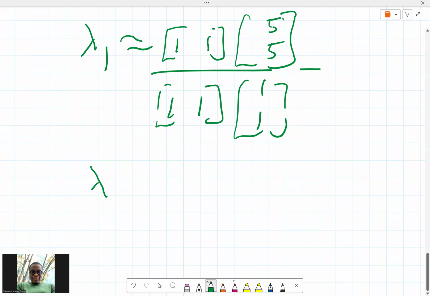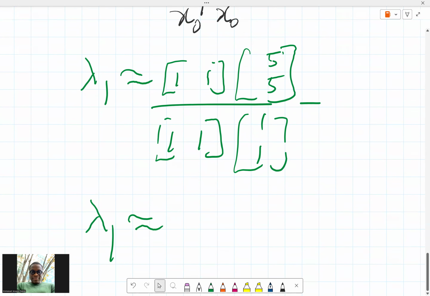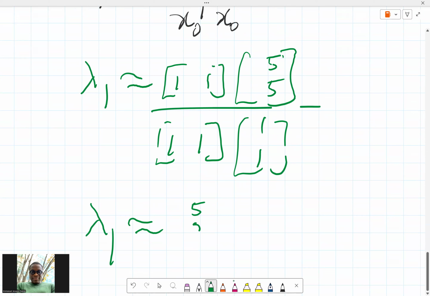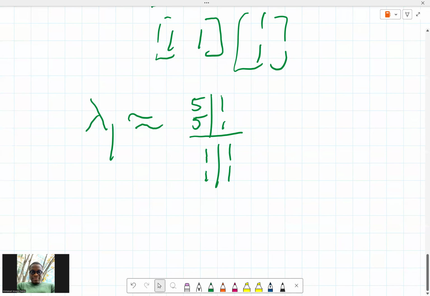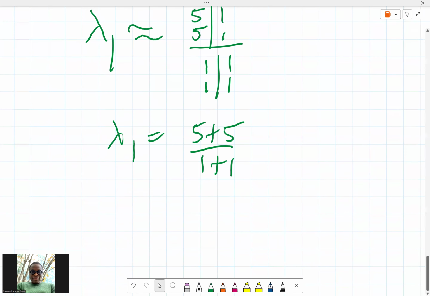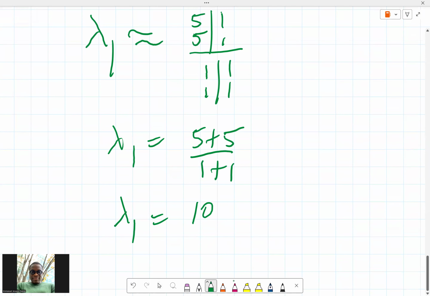Okay, so that means that lambda 1 is approximately, so this is just we write 5 once. Because this is 2 by 1 by 1 by 2 by 2 by 1, it's going to give us about a 1 by 1 matrix. So we have 5, 5, 1, 1 like this, divided by 1, 1, 1, 1 again. So this means we have lambda 1 to be 5 times 5, 5. So this is like 5 plus 5 divided by 1 plus 1.